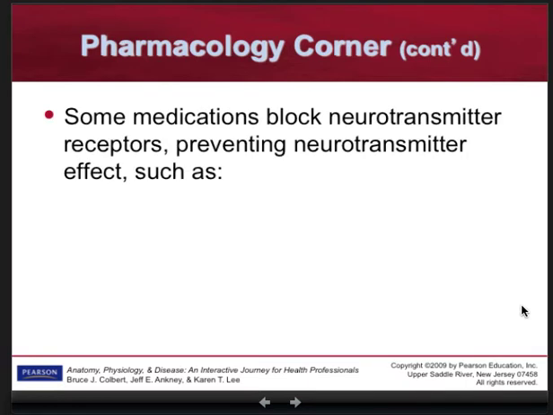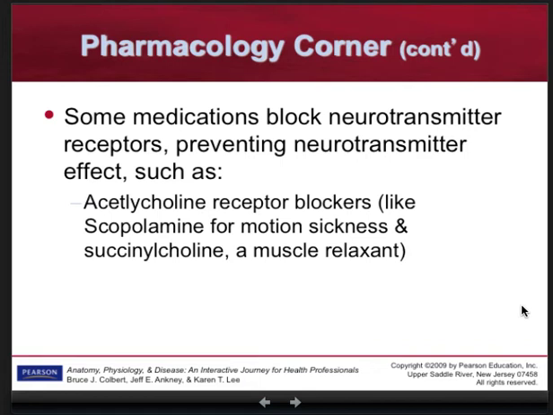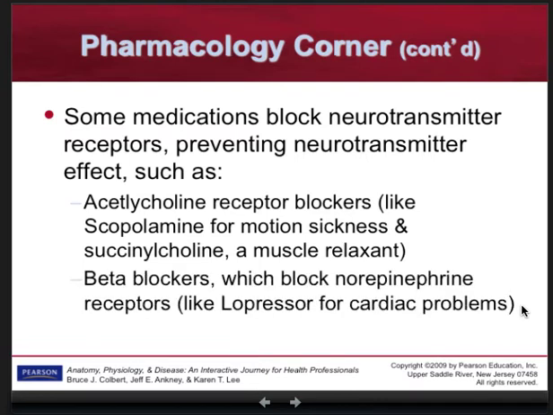Some medications do the reverse. They block neurotransmitter receptors and prevent the activity of certain neurotransmitters, such as acetylcholine receptor blockers, such as scopolamine for motion sickness, and succinylcholine, which is a muscle relaxant, and beta blockers, which block norepinephrine receptors, like Inderal for cardiac problems.